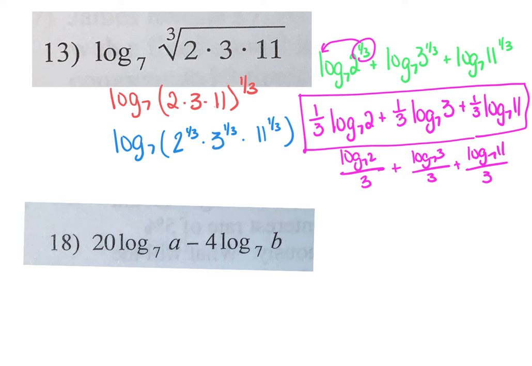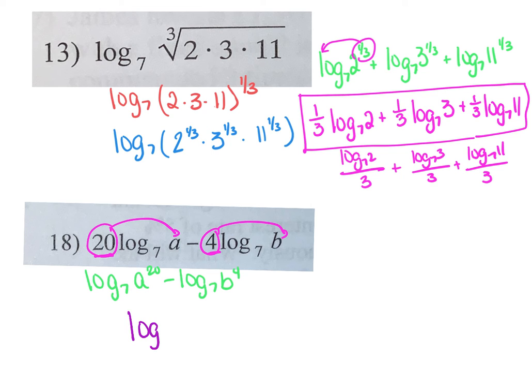All right, let's look at condensing. So for condensing, the first thing I'm going to do is actually move these coefficients. I'm going to do that first. The coefficients are going to become my exponents. So those are going to be my exponents here. So I have log base 7 of a to the 20th minus log base 7 of b to the 4th. And then my last step here is to condense that subtraction. How do I condense subtraction? With division. So I have log base 7 of a to the 20th divided by b to the 4th. When you are done condensing, you should only have one logarithm.